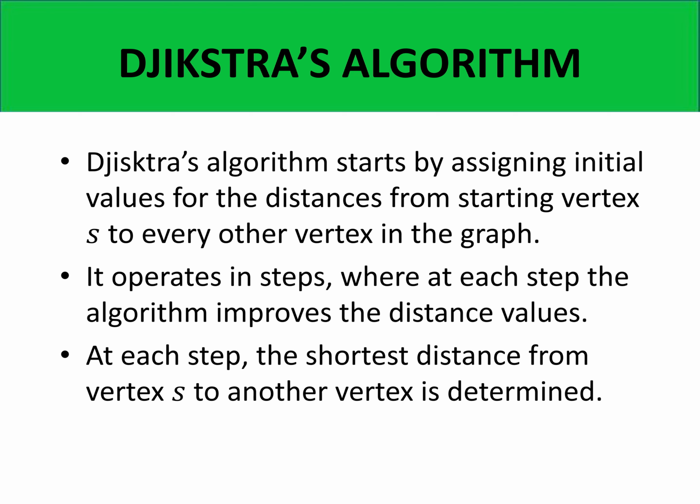The Dijkstra's algorithm begins by assigning initial or starting values for the distances from the starting vertex S to every other vertex in the given graph. It operates in steps, where at each step, the algorithm improves the distance value. So when we say improve the distance values, as long as we get a distance that is shorter than the previous one, then that means that we're improving the distance values. Now at each step, the shortest distance from the vertex S to another vertex is determined.